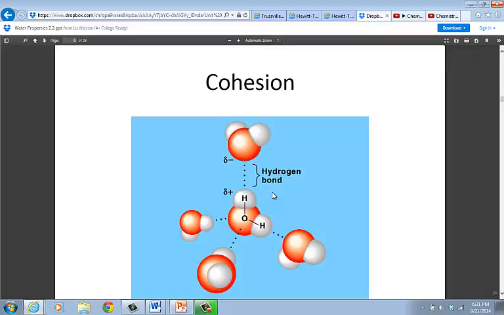Okay, so let's look at some other properties. Cohesion. Okay, we were just talking about cohesion when we're talking about covalent bonds. Co means together. So cohesion is where water molecules are binding to other water molecules. All right, so they're binding to each other. So this property is made possible because of these hydrogen bonds.